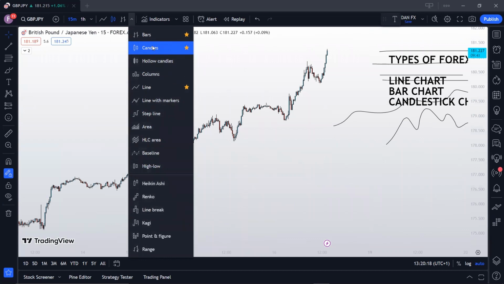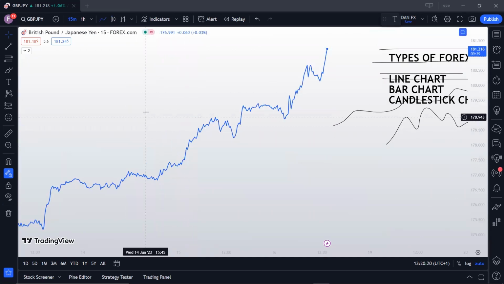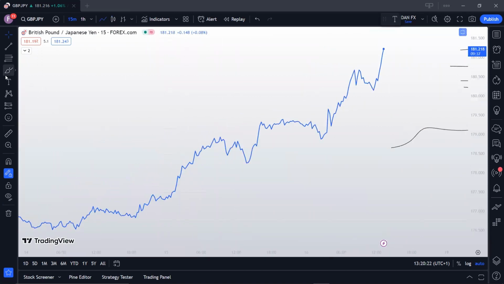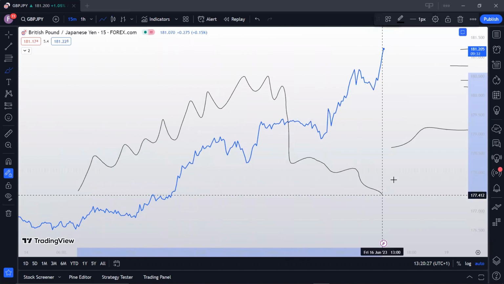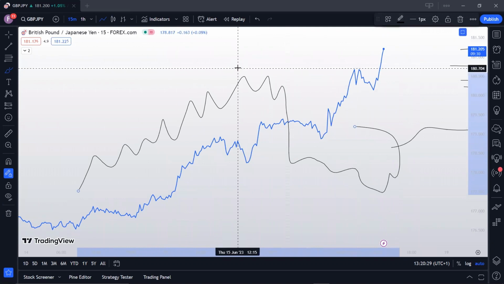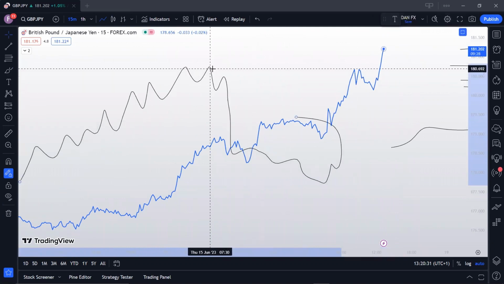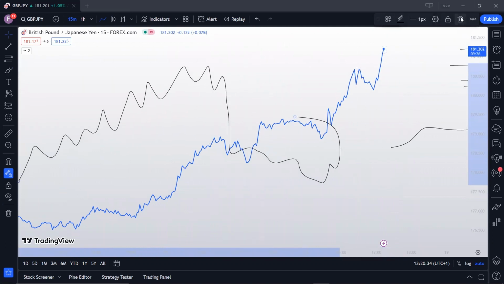So let me show you the line chart. This is how the line chart looks. You can see it's just a line, right? It just goes up like that and goes down. It just draws out the price like a line chart. It's very, very basic. It's not really complicated to understand.